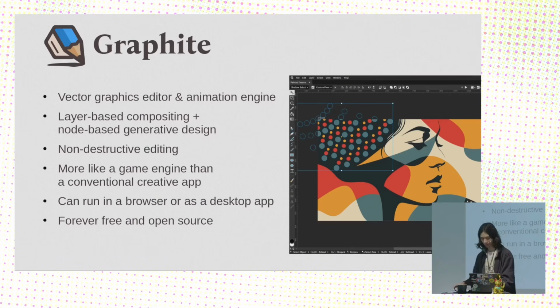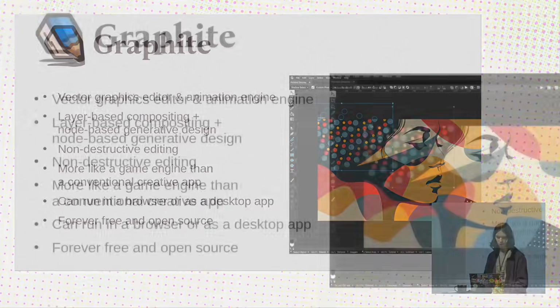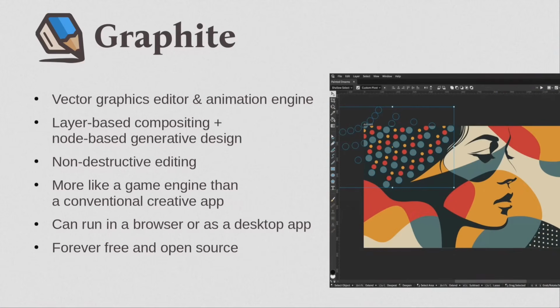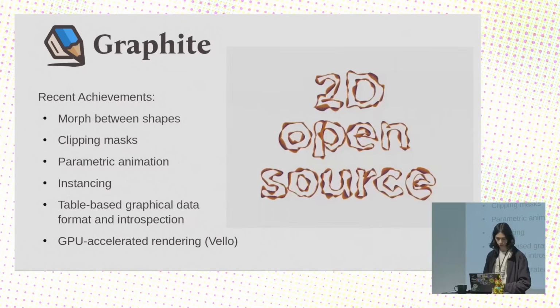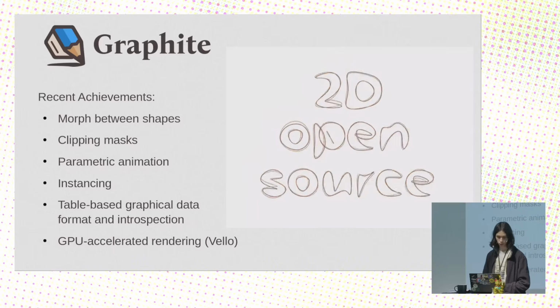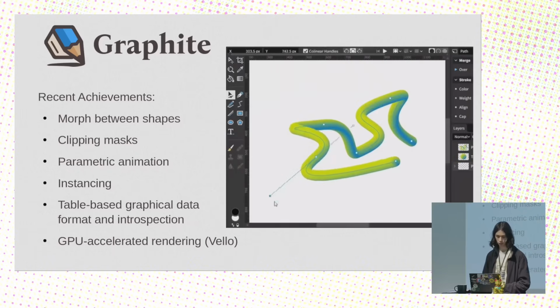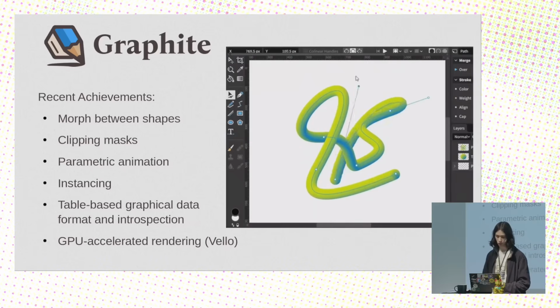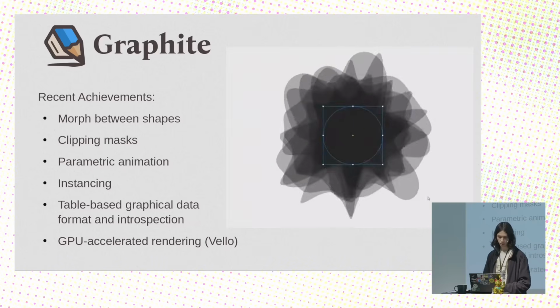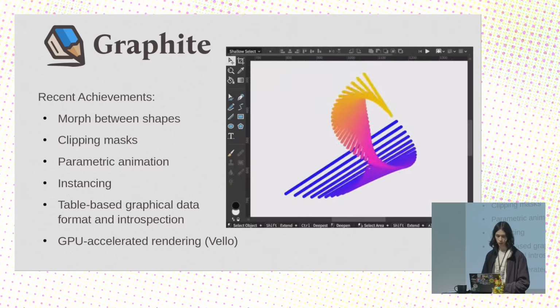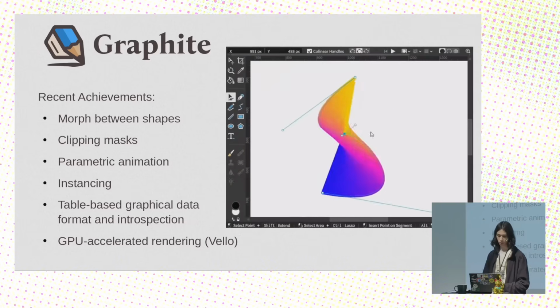Oof, not a text. Next up, we have Graphite. Graphite is a vector-based graphics editor and animation engine, layer-based compositing and node-based generative design. It features non-destructive editing, and it's more like a game engine than a conventional creative app. It can also run in browser, and it is, of course, forever free and open source. Recent achievements include morph between shapes, flipping modes, parametric animation, instancing, table-based graphical data format and introspection, and GPU-accelerated rendering.